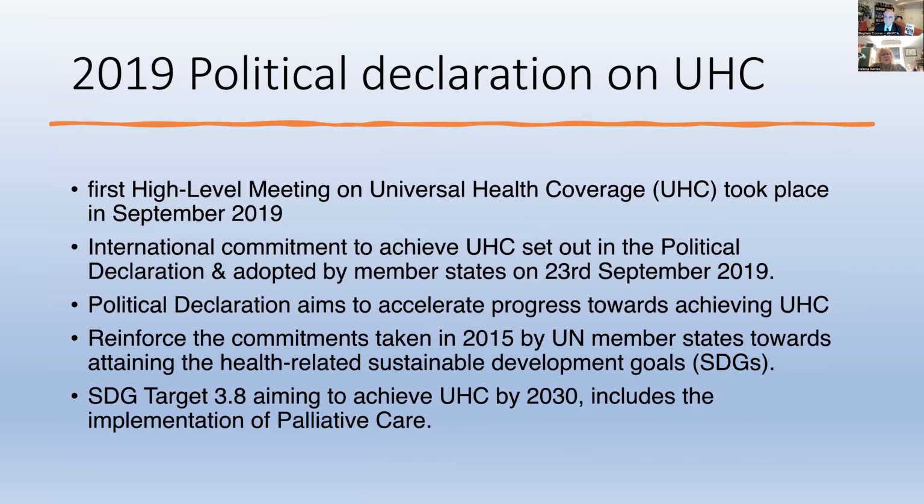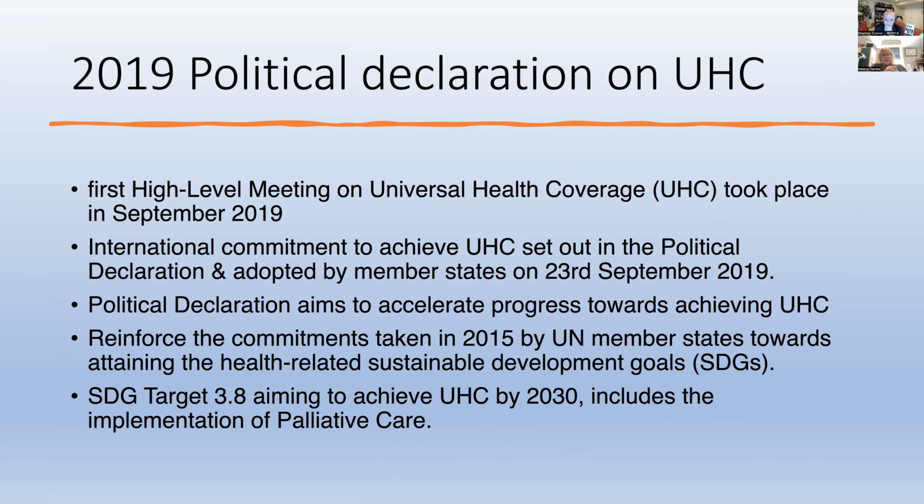This brings us on to the 2019 Political Declaration on UHC, which was the first high-level meeting on UHC and took place in September 2019. It was an international commitment to achieve UHC, set out in a political declaration and adopted by member states on the 23rd of September 2019. It aims to accelerate progress towards achieving UHC, and it reinforces the commitments taken in 2015 by UN member states towards attaining the health-related sustainable development goals.